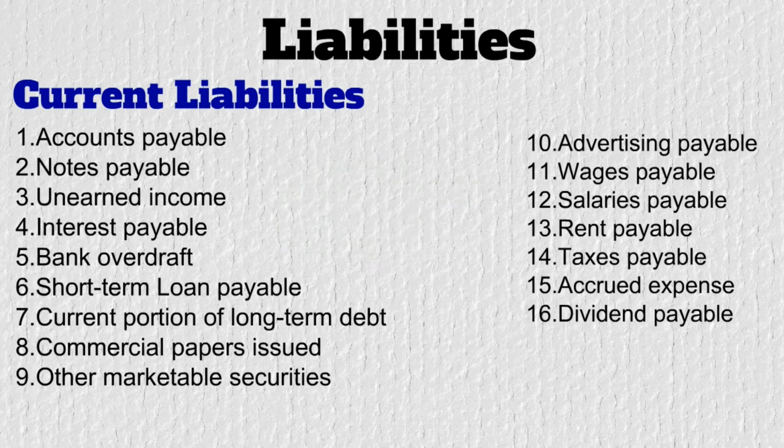Then the next account is accrued expense. Accrued expense means expenses payable, means you have taken the services but you have not made the payment for it. Then we have dividend payable. Dividend means the portion of the earning that an investor receives. For example, if somebody has invested in your organization, now you are supposed to pay him dividend. That dividend is dividend payable for your organization.